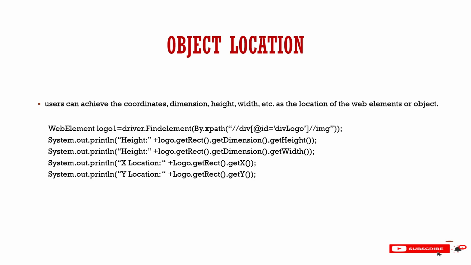Object location is much improved now. We can locate any object's coordinates, dimensions, height and width using this version. Here is a sample snippet of how we can achieve this. We'll discuss more in upcoming sessions, where I can provide every example and demo of Selenium 4.